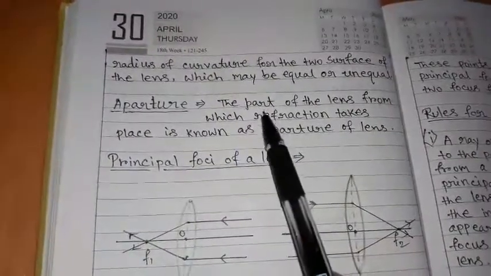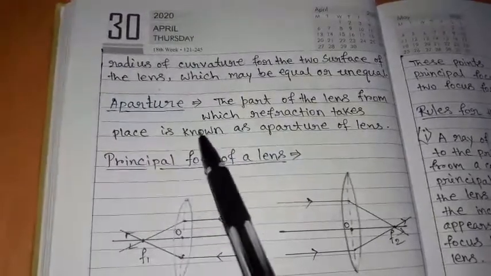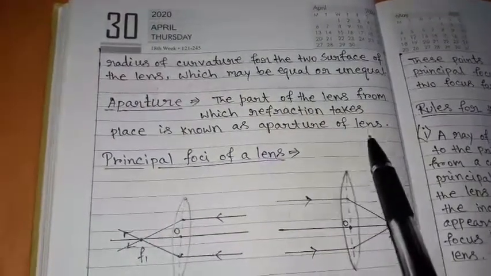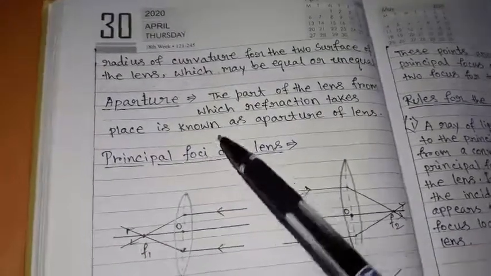Aperture. The part of the lens from which refraction takes place is known as the aperture of the lens. So the whole part of the lens is the aperture for the lens.